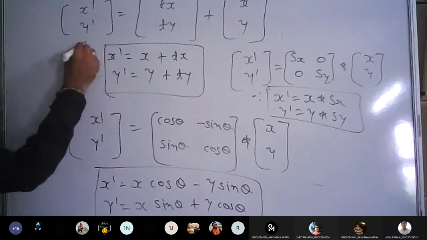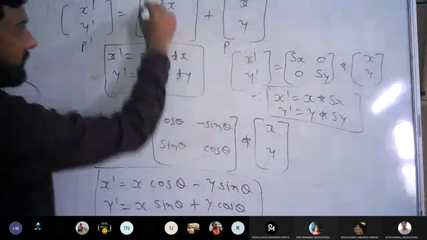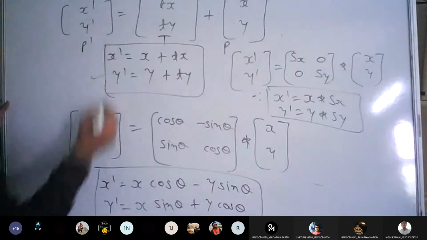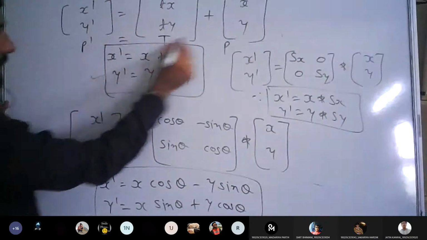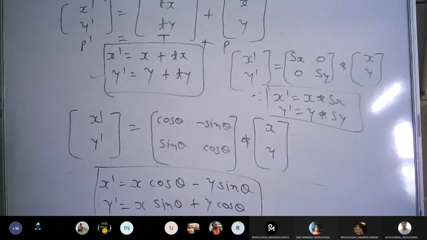It's P dash. This is the new point, which is P dash. This is the original point, which is P, and this is the translation matrix. So let's say it is T. So P dash equal to T plus P. This is what we can say is the general equation for translation transformation. P dash is equal to P plus T. Are you getting this? Yes, sir.